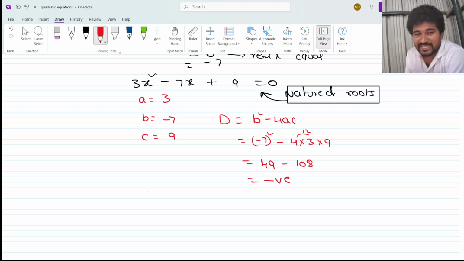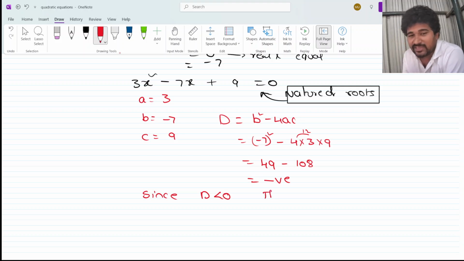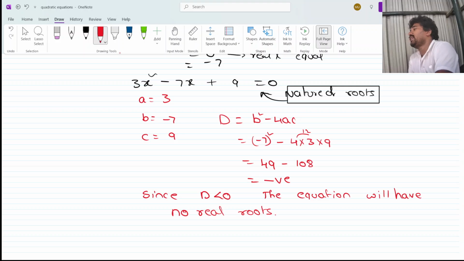Then what will you tell? Since D is less than 0, the equation will have no real roots. Are you clear with this? Any confusion in this? No confusion. Very, very simple it is.